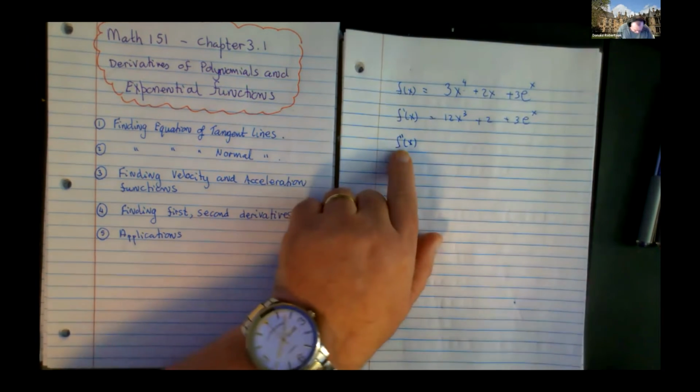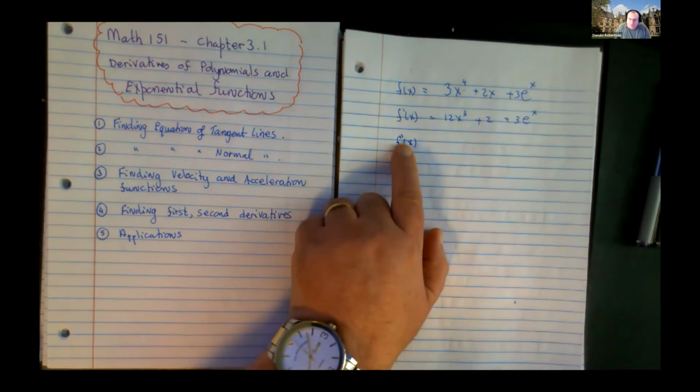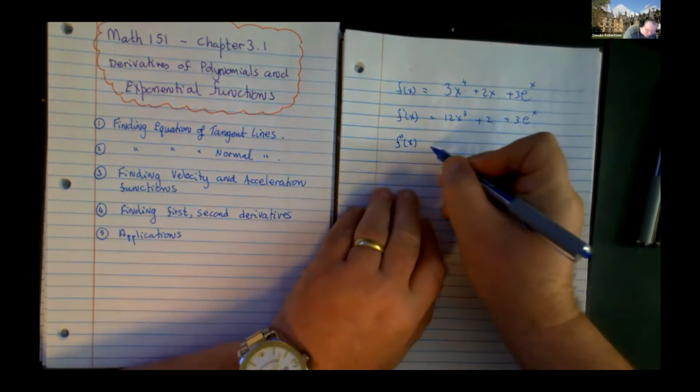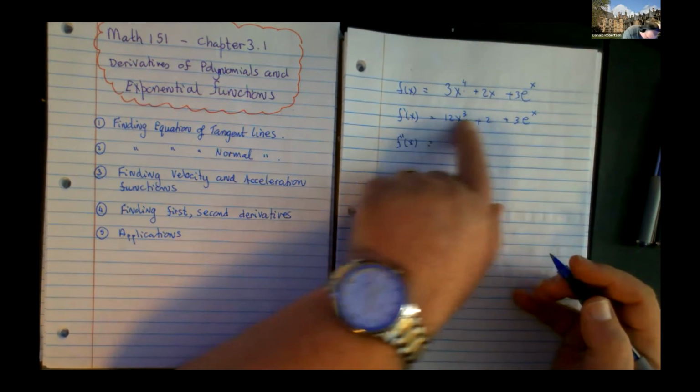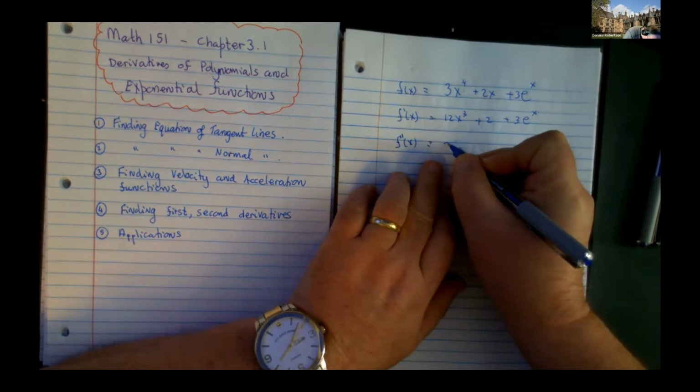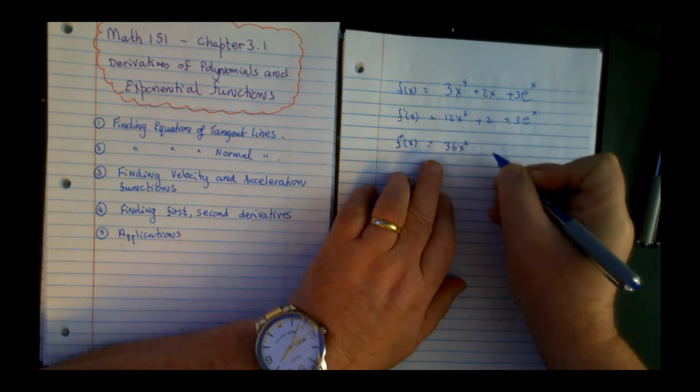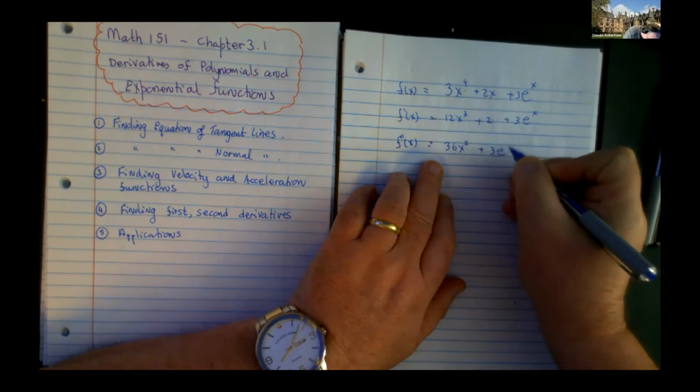And you see the notation? Use two little dashes. And what does the second derivative look like? You differentiate this guy, the first derivative. So it's another power rule. That gets you 0, and you get 3e to the x.